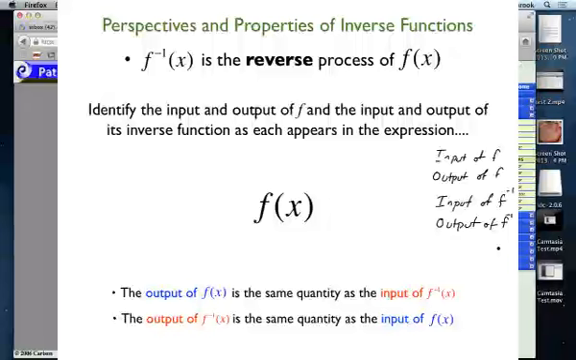Tell me how it appears in this notation. The idea is that an input goes into a function, you take the output of it and you put it into another function. And that's how we represent it in this notation. Okay, so let's go back to that example. Where do you see the input of F here?